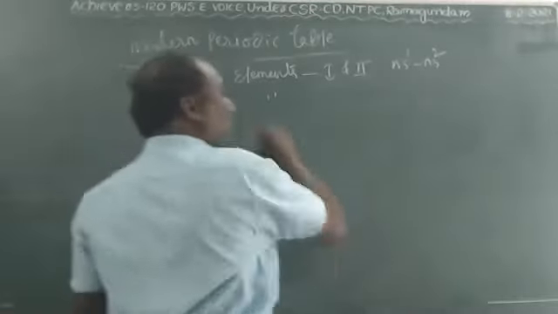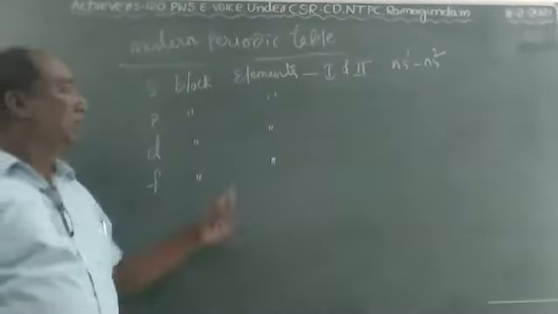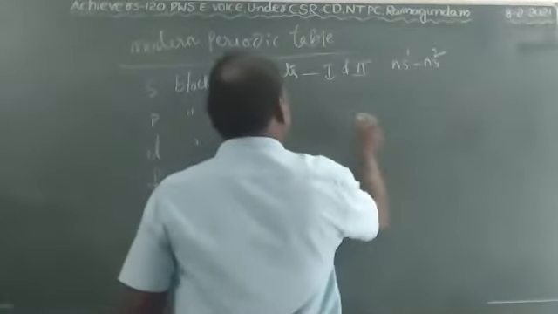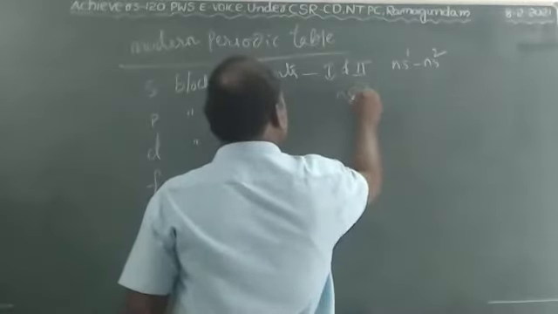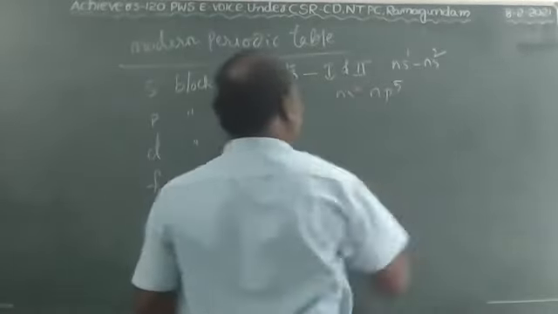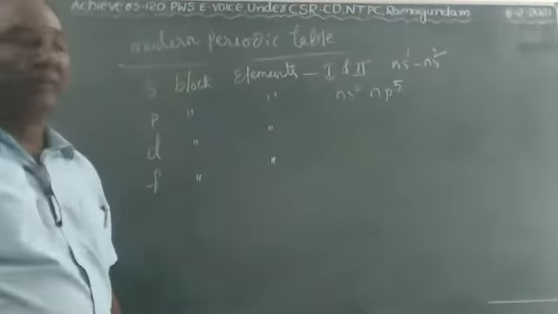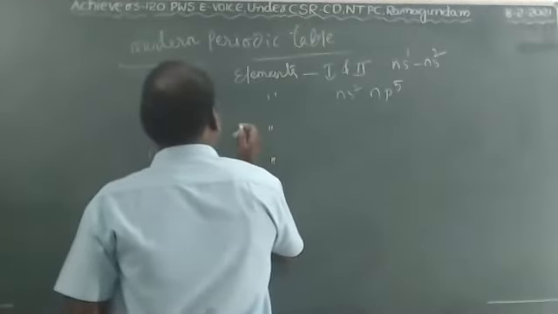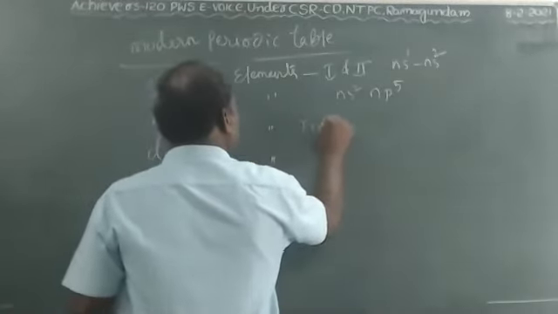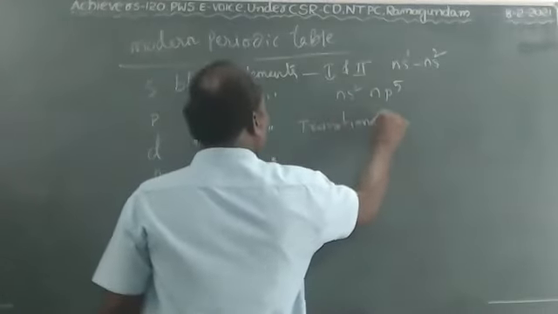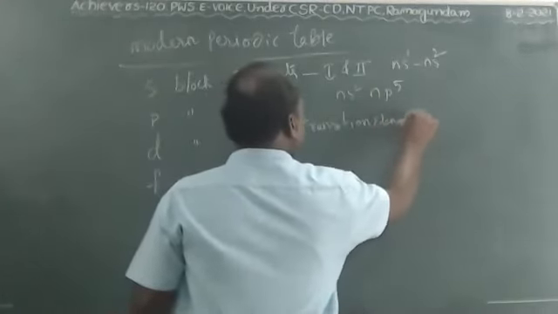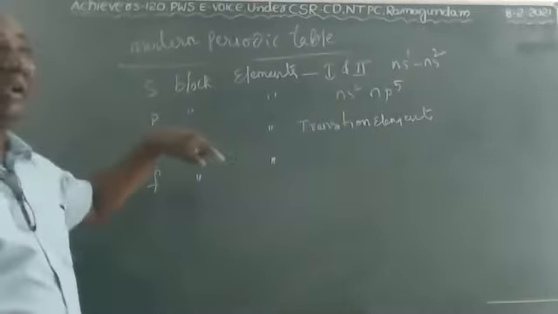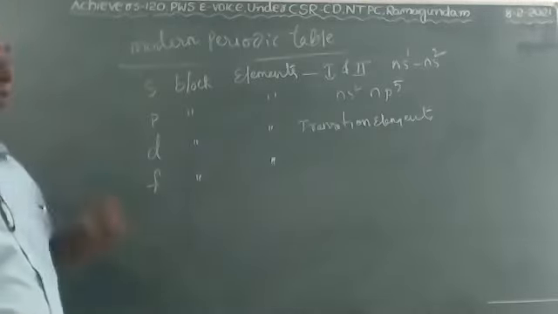P block elements are from the 13th group to the 18th group. Their electron configuration is ns2 np1 to ns2 np6. They are called P block elements. D block elements are called transition elements. The transition elements are called D block elements, and they are in the 3rd group to the 12th group.